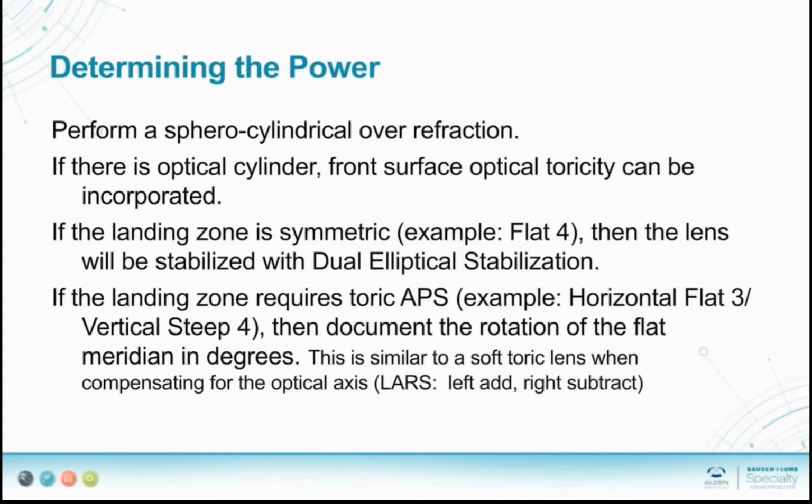Just like any gas-permeable diagnostic fitting, determine the power with a spherocylindrical over-refraction. If you detect cylinder, the final lens will have to be stabilized either with dual elliptical stabilization, which is essentially a dual thin zone, or stabilize it with toric peripheral curves. If you suspect the landing zone needs toricity, here it is important for you to apply the toric diagnostic lens to determine the rotation of the lens. Just like a soft toric lens, the rotation has implication on the final power of the lens. Dual elliptical stabilization is used when the landing zone is rotationally symmetric.